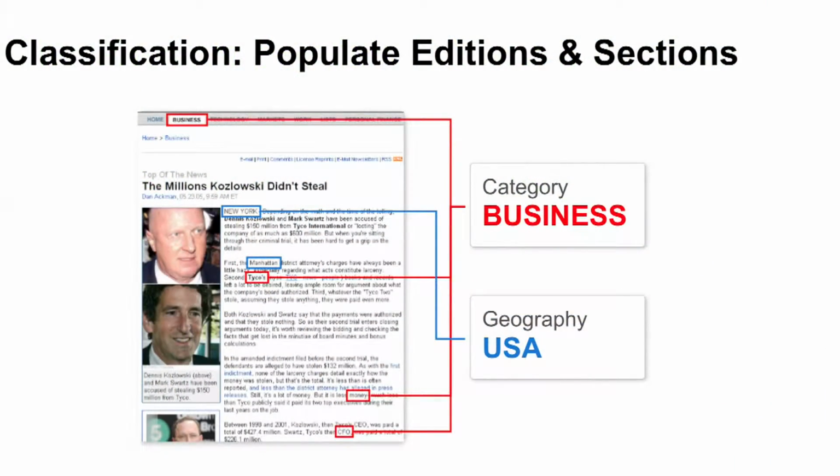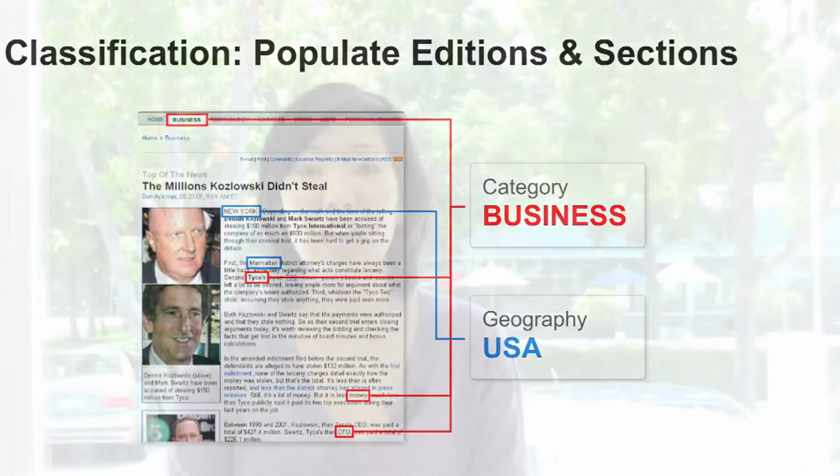Another thing we're doing is populating our editions, whether it's UK or US or India. And we can take that from the text as well. Here we've taken words like New York and Manhattan, and then that led us to believe that this article pertains to the United States. So this is that grouping stage where we understand what an article is about and also what sections and editions it pertains to.